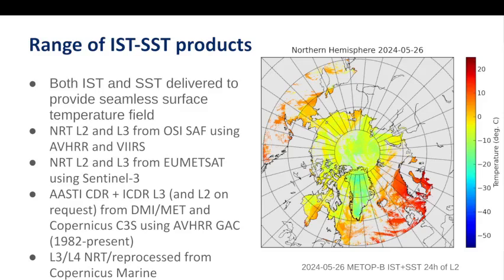On the climate side, we are producing the ASTI climate data record, which includes also an interim climate data record. This is based on AVHRR GAC data, so it covers the period from 1982 until present. DMI is also involved in the level 3 and level 4 products in the Copernicus Marine Service.